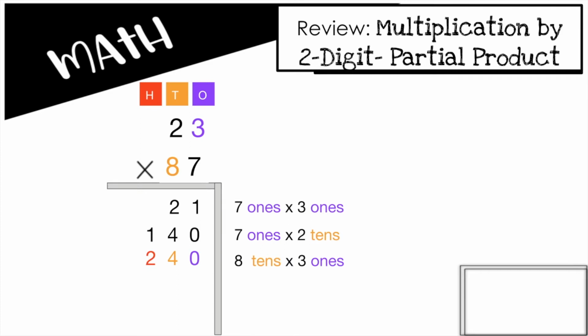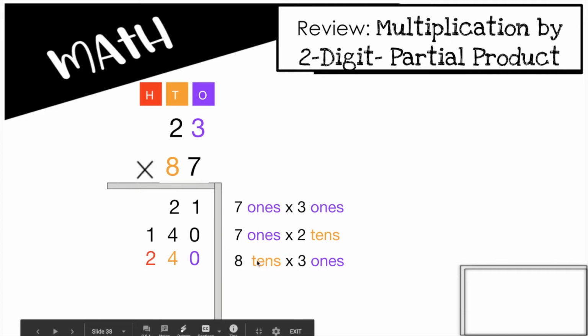240. Now, again, you're going to go, huh? Well, you're multiplying 8 tens times 3 ones. So 8 times 3, yeah, 24, but you're dealing with 80 times 3. 80 plus 80 plus 80, 240. Tens times ones, tens. Okay? 24 tens.